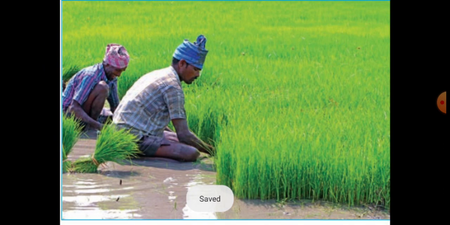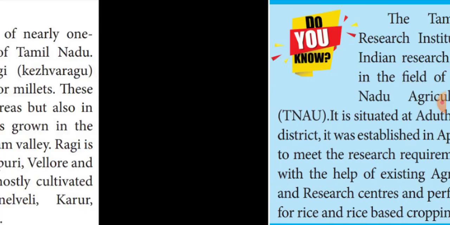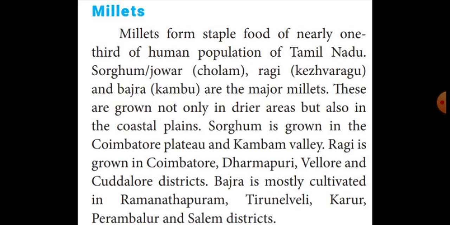Then the next important crop is millet. It is also one of the staple foods for the people of Tamil Nadu. In Tamil Nadu, one third of the population depends on millets. What are the important millets, students? Very good. Jowar, that means cholam. Then ragi, which means kelvaragu. Bajra. These are the major millets cultivated in Tamil Nadu.